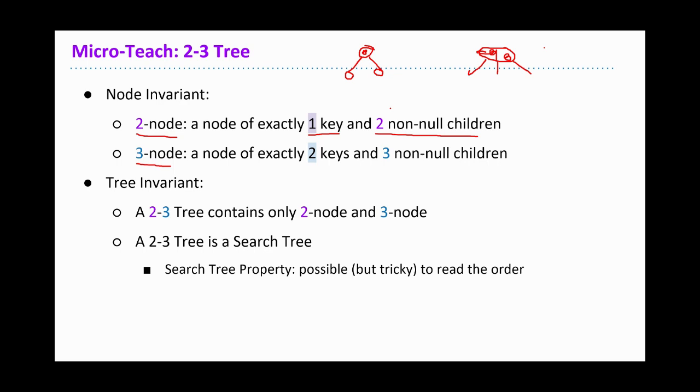And then for a tree, a 2-3 tree can only contain 2 nodes and 3 nodes. And then a 2-3 tree is a search tree. Essentially a search tree just means it's possible to read the order of such a tree. It can be tricky though at times.